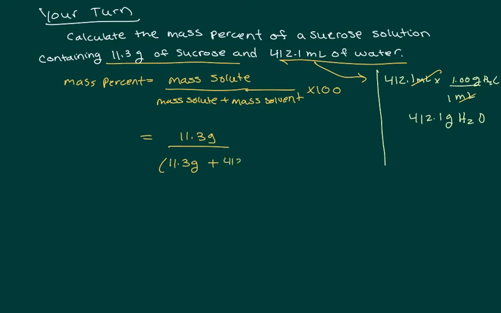So 412.1 grams, and we take this and multiply it by 100. You should have gotten 2.67% of sucrose in solution by mass.